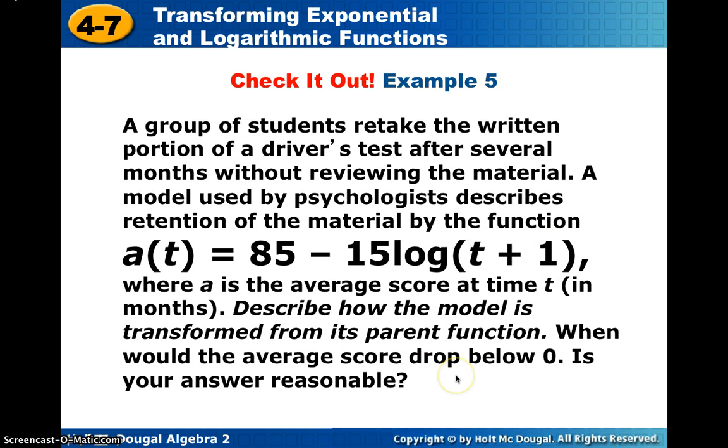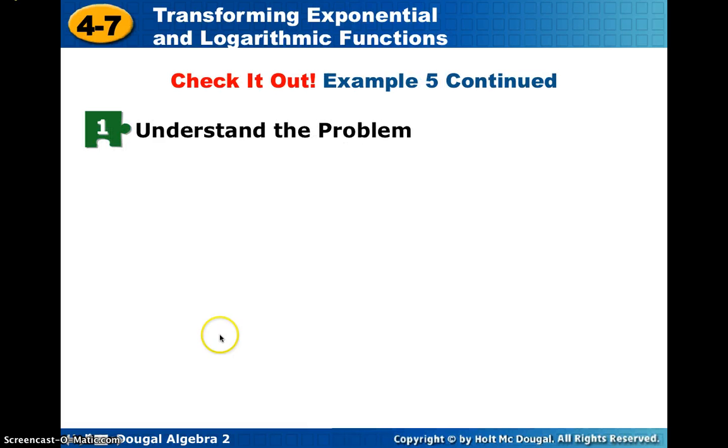A group of students retake the written exam portion of a driver's test after several months without reviewing the material. A model used by psychologists describes the retention of the material by this function, A of t, where A is the average score at time t, which is measured in months. Describe how the model is transformed from its parent function. When would the average scores drop below 0? And is that answer in fact reasonable?